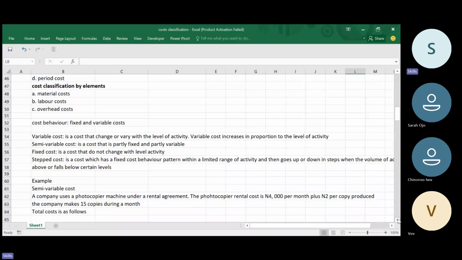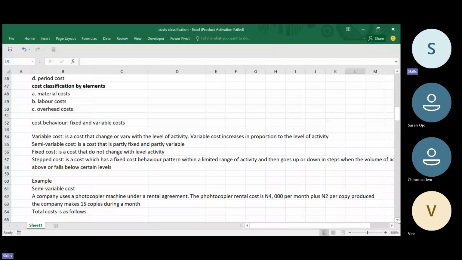Then we have fixed cost, which is a cost that does not change with the level of activity. Fixed costs remain constant regardless of the level of activities. Fixed cost does not change because the level of activities changes.